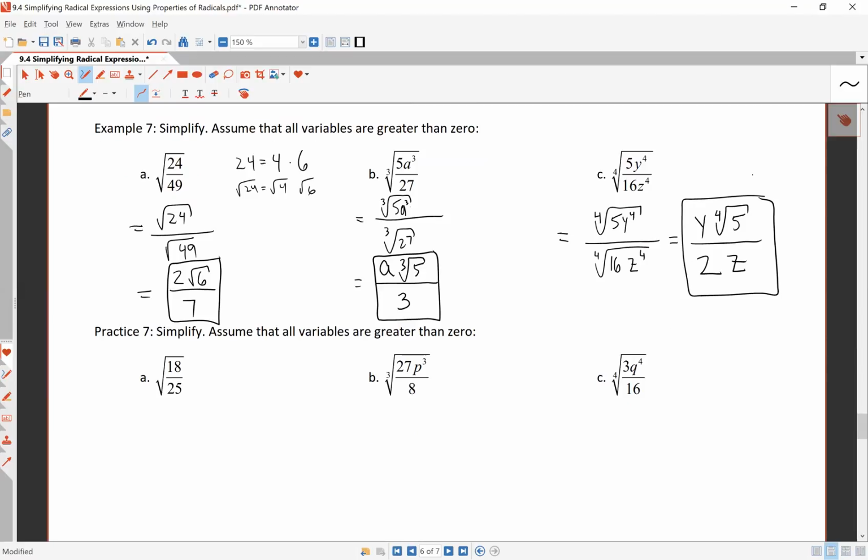And here are 3 practice problems for you to try. I encourage you to press pause on your video and work these out, and come back when you're ready to see the solutions.